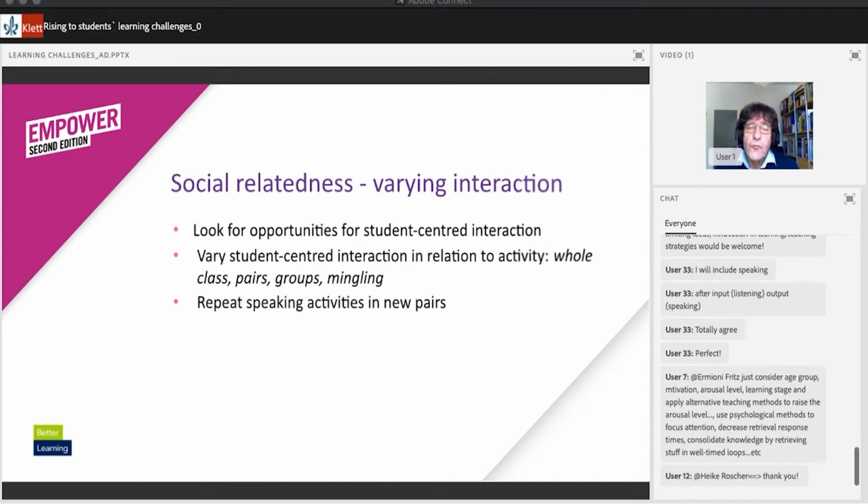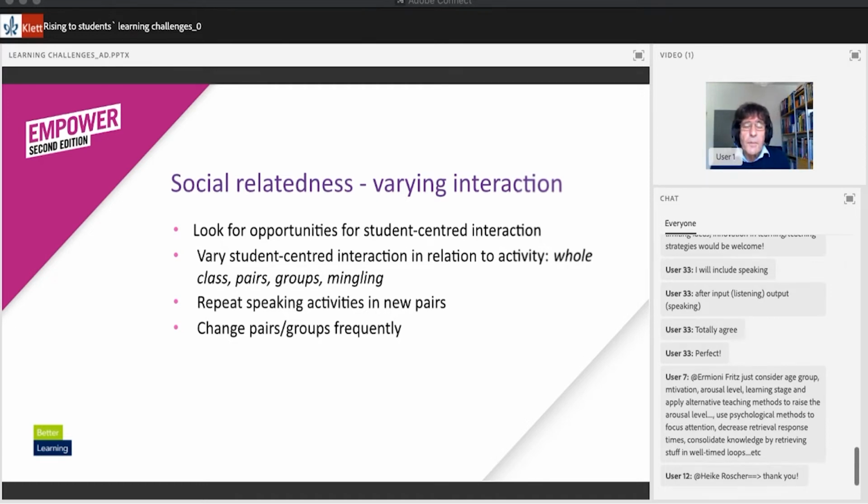A very useful way of doing this, I think, is getting students to repeat activities with new pairs. So they have a conversation with one student, then they repeat the conversation, or they have a new conversation with another student. So they interact with different people. And of course, simply changing pairs and groups frequently in the class.